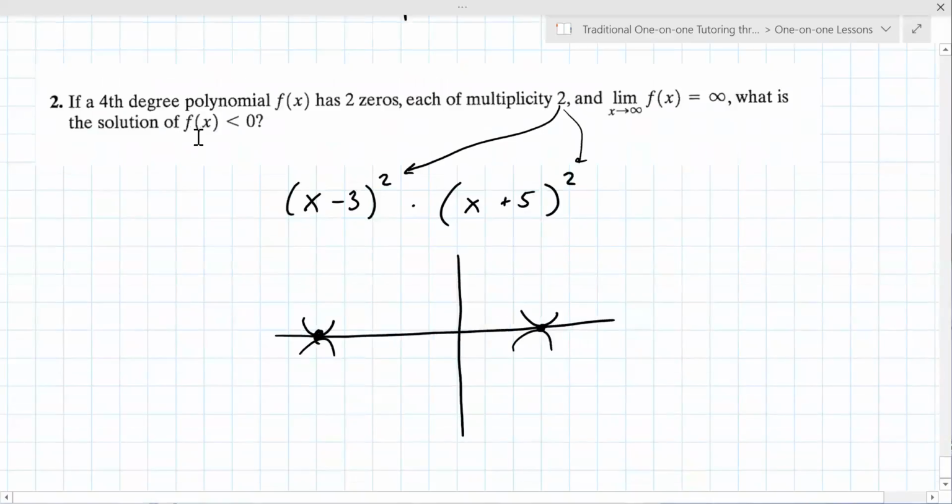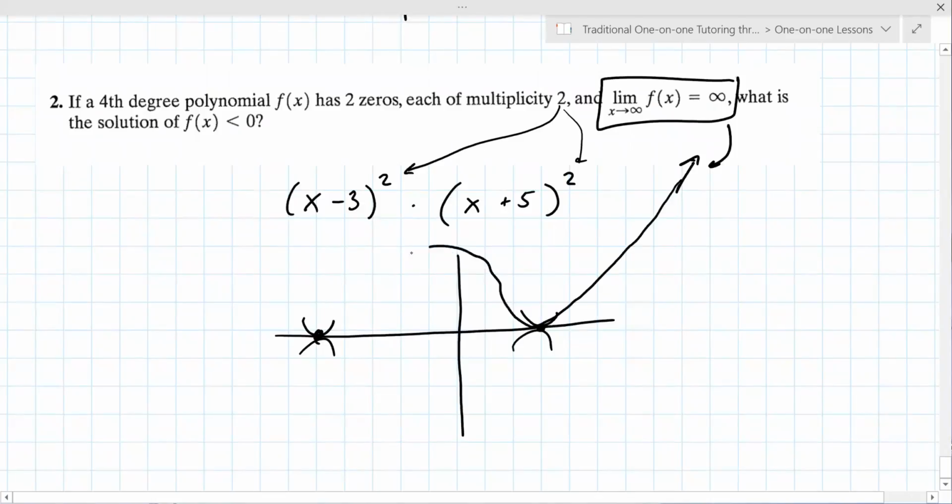But we have more information here. It says the limit as x approaches infinity goes to infinity. That means as you go to the right, the function goes up forever. So it touches, does something in here, touches, and it has to go back up because it's a 4th degree. It has to start high and end high, or start low and end low.